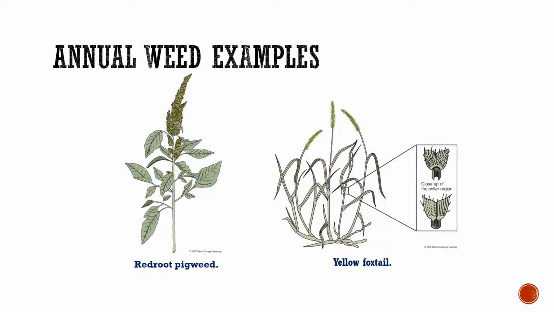So here's my arch nemesis on the left-hand side. This is redroot pigweed. This will grow pretty much everywhere, and it thrives in very hot weather. And so this is a huge pest to farmers. On the right, you see yellow foxtail. You're probably a little more familiar with this if you're not from a farm background, because it grows very aggressively and in hot weather.